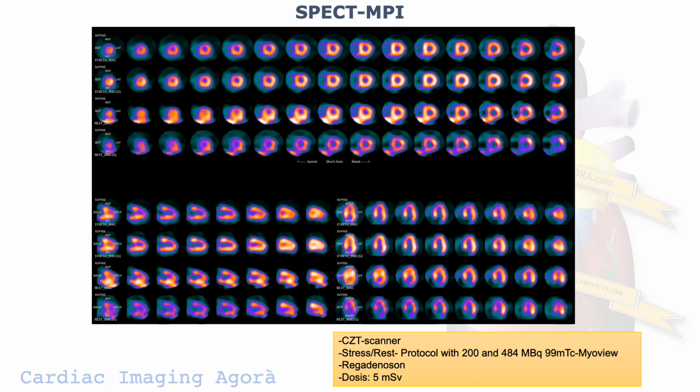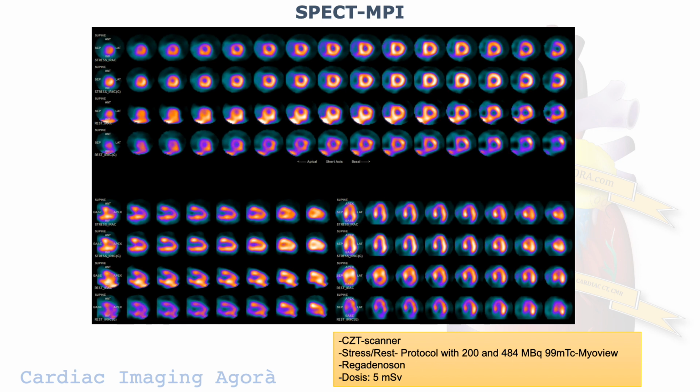The next step was to perform a SPECT myocardial perfusion imaging on a CZT camera scanner. We used the stress rest protocol with technetium and with the stress induced with the help of regadenoson. The total dosage was 5 millisievert for both stress and the rest images.